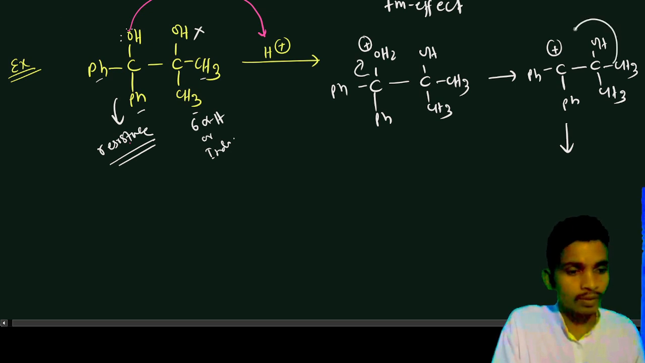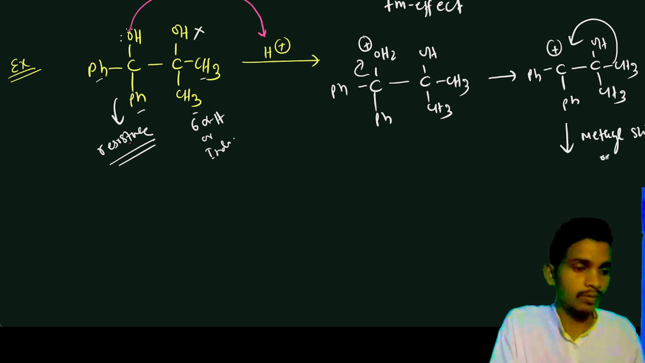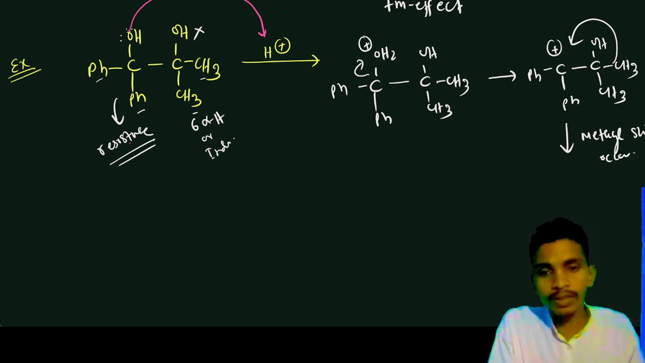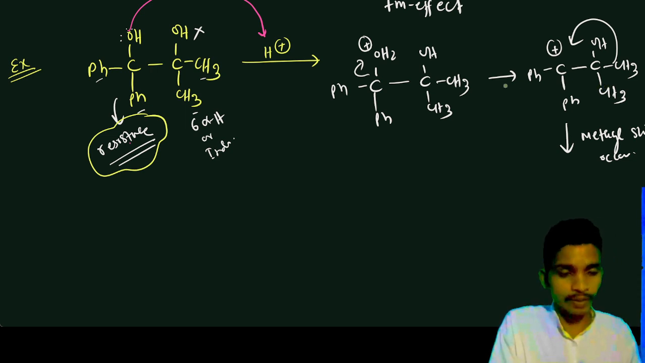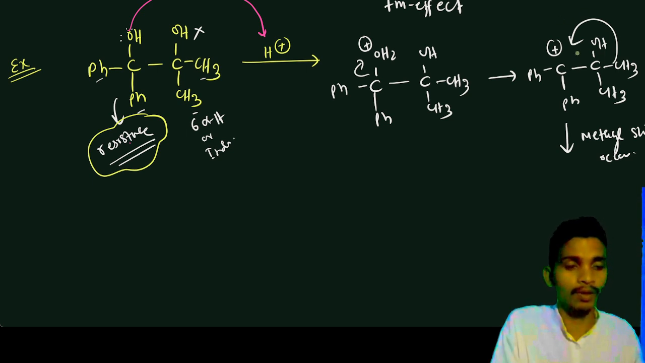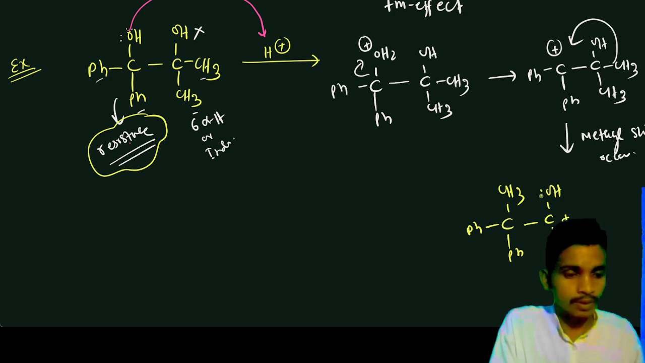Now this methyl shift will occur, because after that it will be stabilized by the +M effect. Okay, so the methyl shift will occur. Here it was stabilized by resonance, but now here it will be stabilized by the +M effect. So that's why the methyl shift will occur. So here we see that we have phenyl, here we have phenyl, and here we will get CH3, and this is going to be OH, and this is going to be positive, and this is going to be CH3. So this will share here.